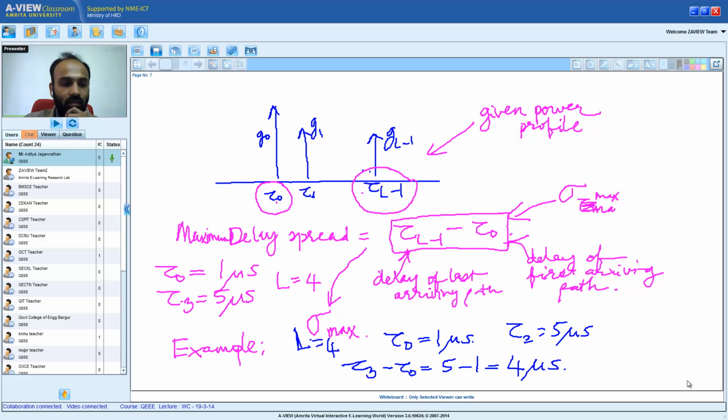Correct? Someone is saying when the power variation is not uniform. Can you elaborate on this? What do you mean when the power variation is not uniform?